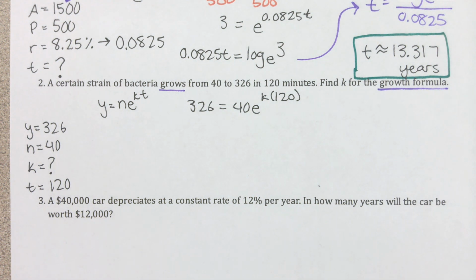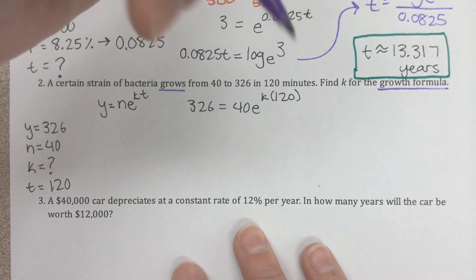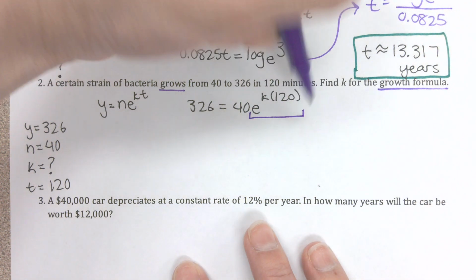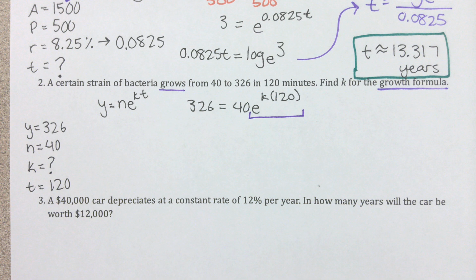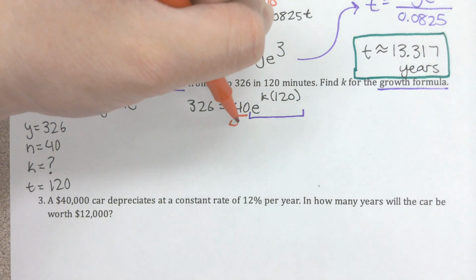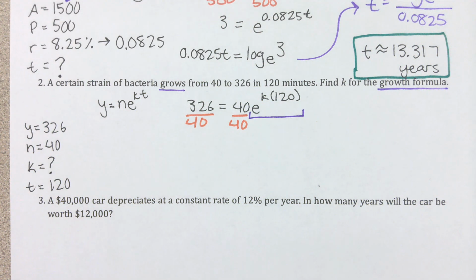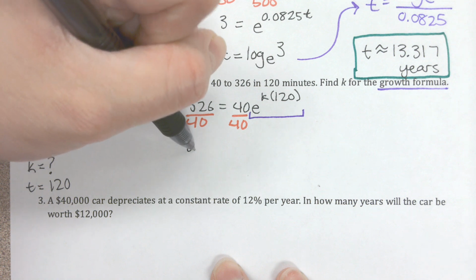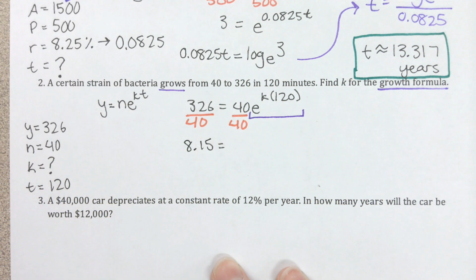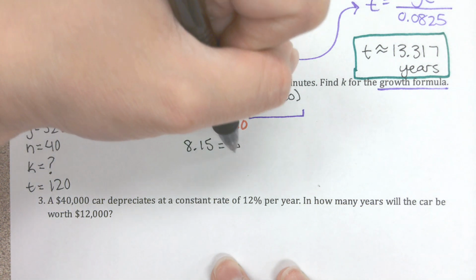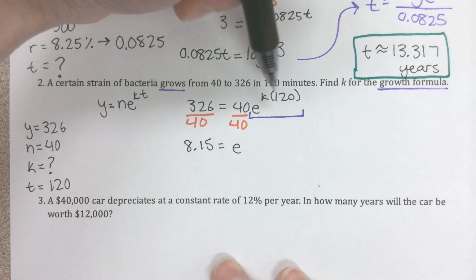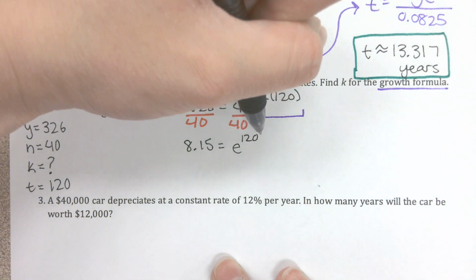The solving is going to look identical to number 1. Once again, we need to get the exponential part by itself first, so we need to get rid of the 40. Once again, that means we will divide both sides by 40. 326 divided by 40 is actually nice. It's 8.15 equals e to the, I'm going to flip these around, 120k.